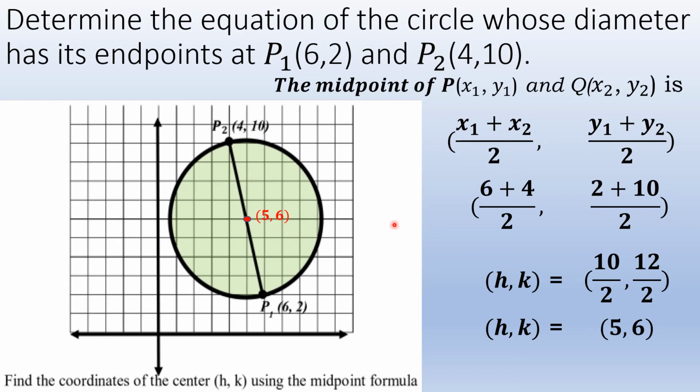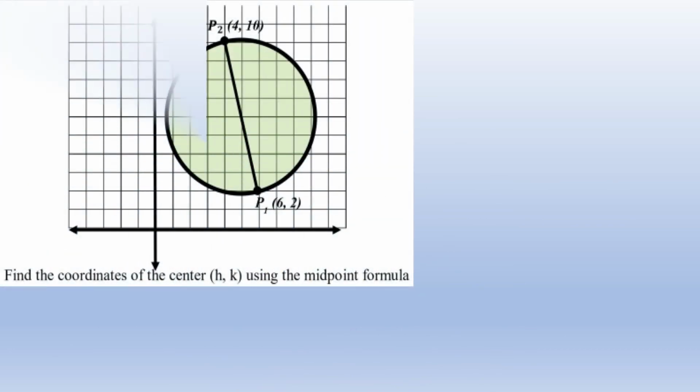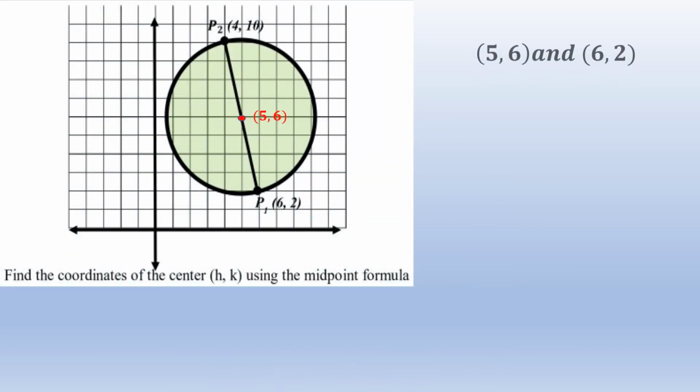So, paano natin makukuha yung measurement ng radius? Kunin natin yung distance mula sa center hanggang doon sa 6, 2. Pwede rin mula sa center hanggang doon sa 4, 10. Yun ang distance ng radius. So, kunin natin. So, 5, 6, and 6, 2. So, ito yung pinili nating coordinates. Kukunin natin yung distance niya para makuha natin ang radius.